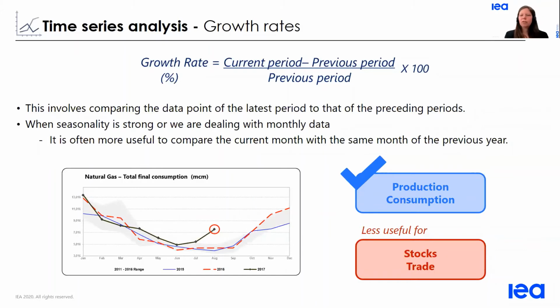And this can be very useful to see if there was any unexpected trend. It is important to note that when the seasonality is strong, or we are dealing with monthly data, it makes more sense to compare the current months with the same months of the previous year, just to be sure to compare apples with apples. And this is a comparison that is very useful for production, for consumption, but less so for stocks and trade that are very variable.